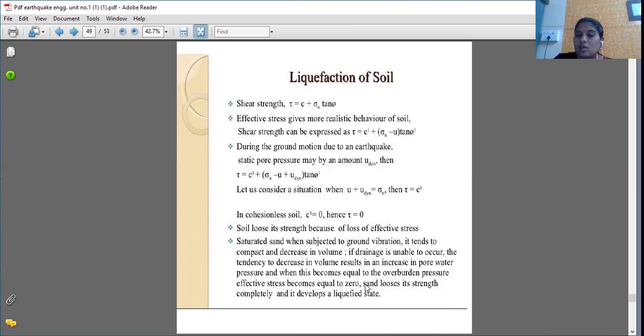Okay, so that is the very short concept about the liquefaction of soil. Okay, saturated sand, when subjected to ground vibration, tends to compact and decrease in volume. If drainage is unable to occur, the tendency to decrease in volume results in an increase in pore water pressure, and when this becomes equal to overburden pressure, effective stress becomes equal to zero, and sand loses its strength completely, and it develops the liquefied state.